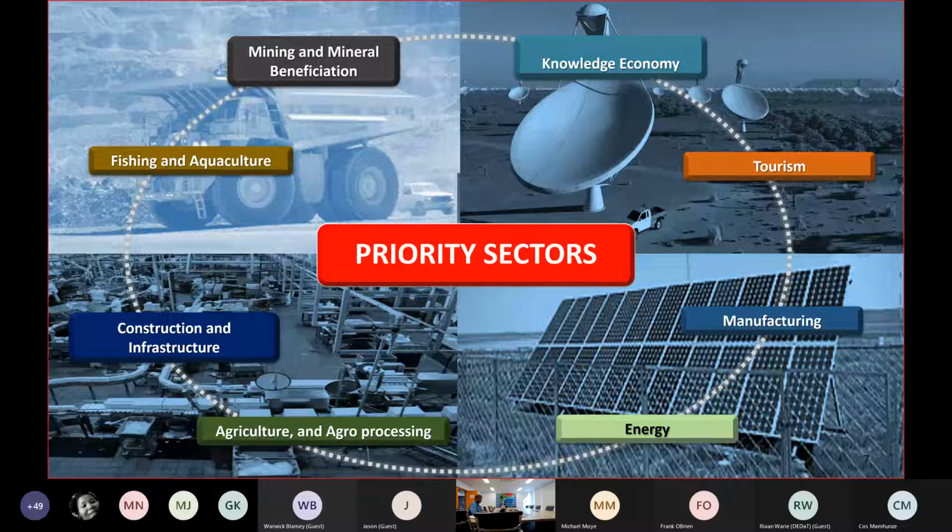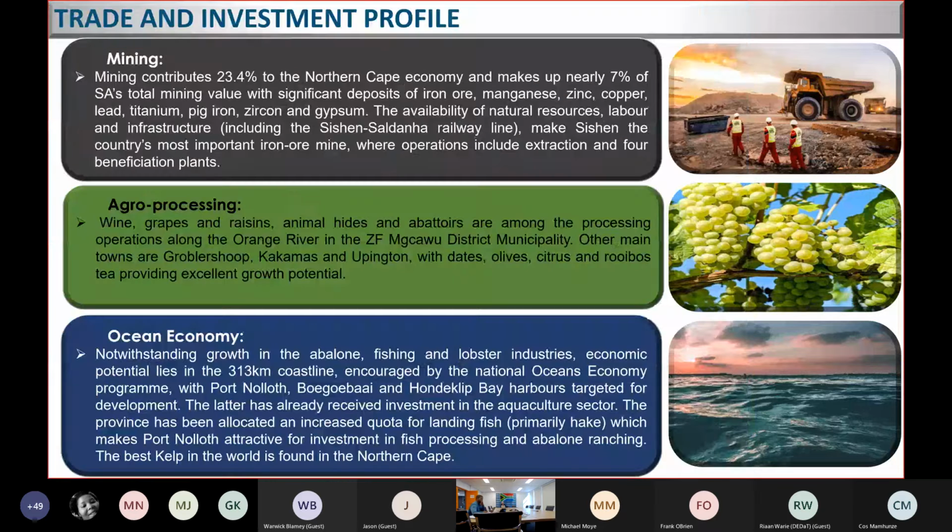Now, when we give you a rapid overview, it's just as I've alluded to, on the mining side. And then I just want to give you snapshots. But from the mining side, 23.4% of the Northern Cape's economy is driven from this side. 7% of the national economy is dependent on the Northern Cape's mining portfolio. And here we've got the array of iron ore. We're one of the top 6 iron ore producers in the world.